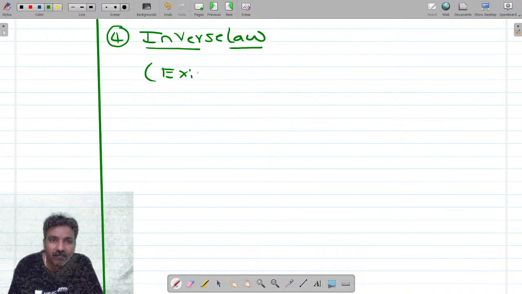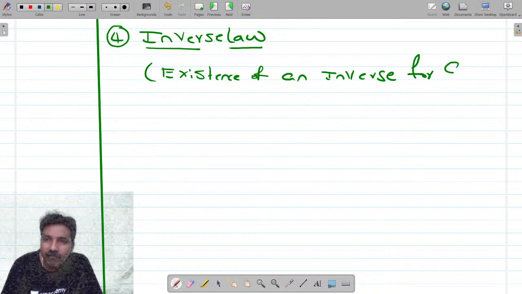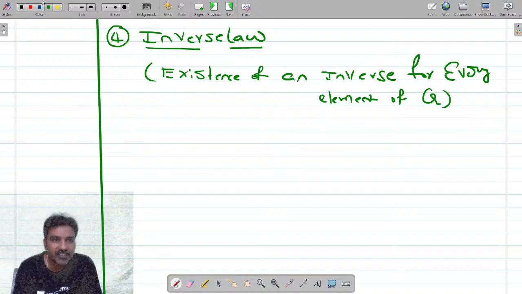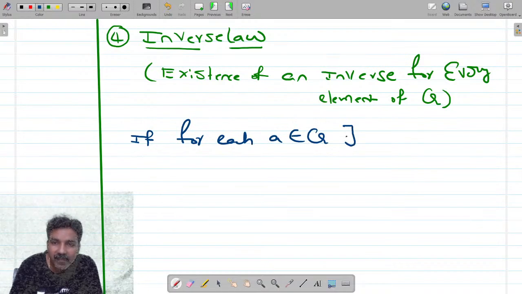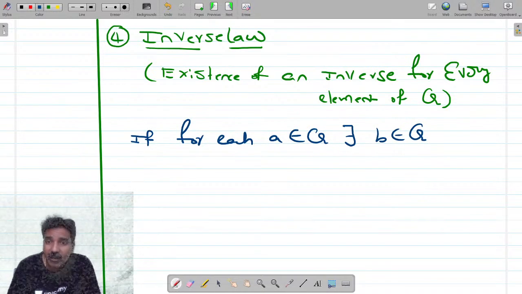Existence of an inverse for every element of G. What does it mean? If for each A belongs to G, there exists B belongs to G. Of course, this B should depend on A.